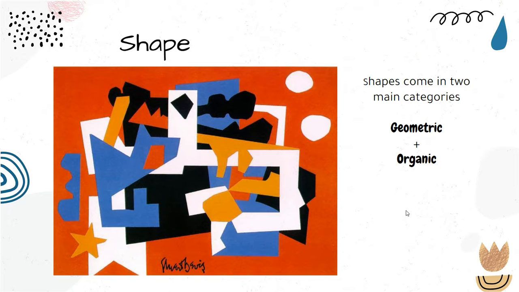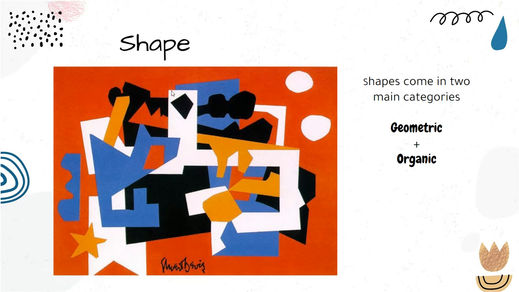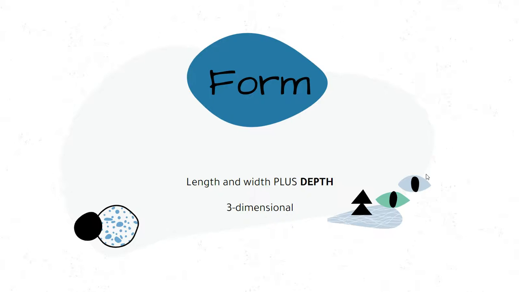Shapes come in 2 basic categories: geometric and organic. Geometric shapes are ones that you can give a name to, like square, rectangle, circle. Those are the ones that are tied to that math subject of geometry, whereas organic shapes are free-form. Matisse is a really great artist to look at for those, because he just used his scissors to go into a piece of paper and cut random free-form shapes, which would fall under organic.